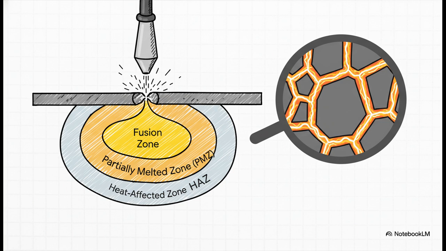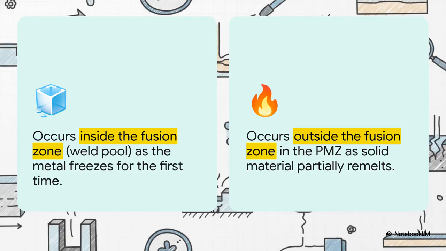The temperature here gets just hot enough to melt these super delicate films at the boundaries between the solid grains, and that just dramatically weakens the whole structure. So let's make sure we're perfectly clear on the difference here. Solidification cracking happens inside the weld as it freezes for the very first time. Liquation cracking happens outside the weld, in the solid material right next to it, because it gets too hot and starts to remelt in those weak spots. Two different places, two completely different mechanisms, but they both lead to failure.